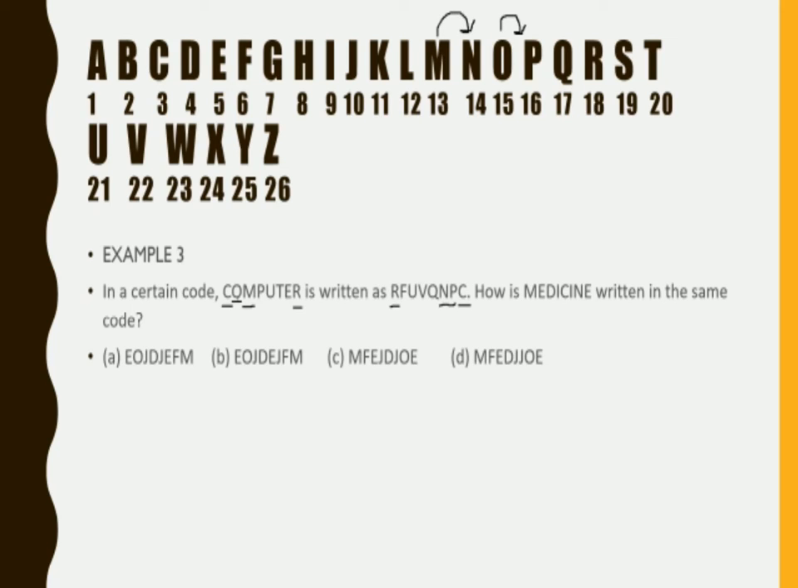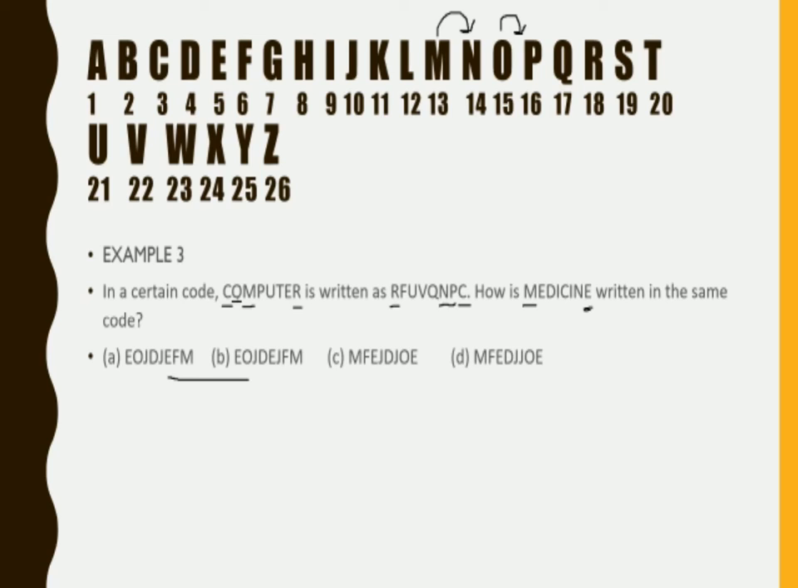Now in the language, you have found that the first letter and the last letter are written as it is but in the reversed order. The whole word is reversed but replaced with the next letter in this language. Let us look at this solution. So for medicine, the option should start with E and end with M. These two are the options that are starting with E and ending with M.